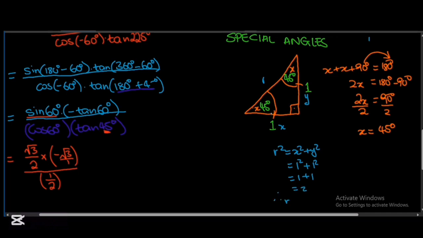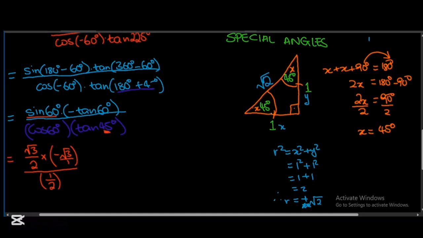Therefore, r is equal to plus or minus the root of 2. Remember, the unit can never be negative, as we explained. So therefore here we'll have a root of 2 units. So this is another special triangle that we're going to use. Whenever you see 45 degrees, we are going to use this special triangle.